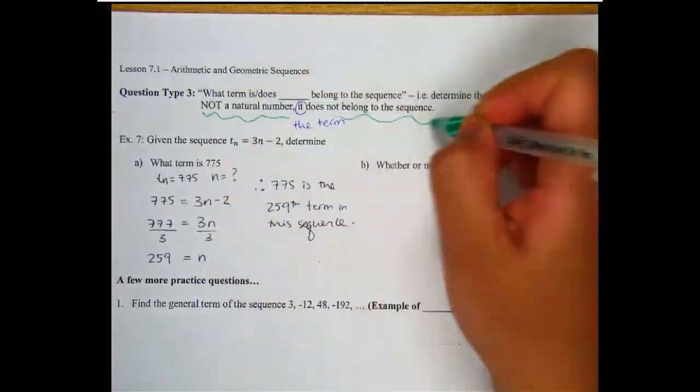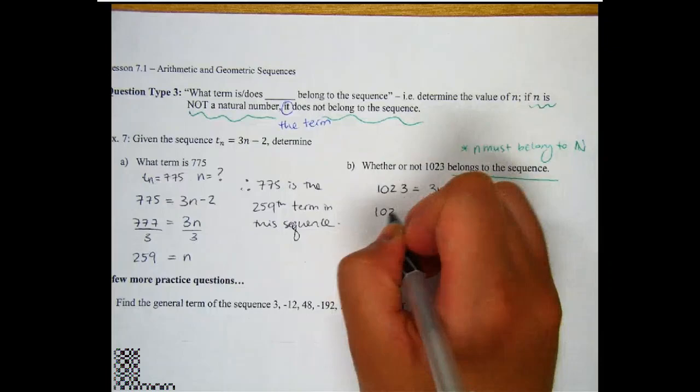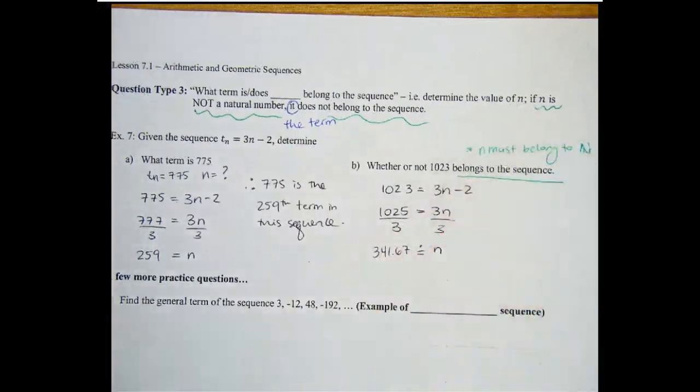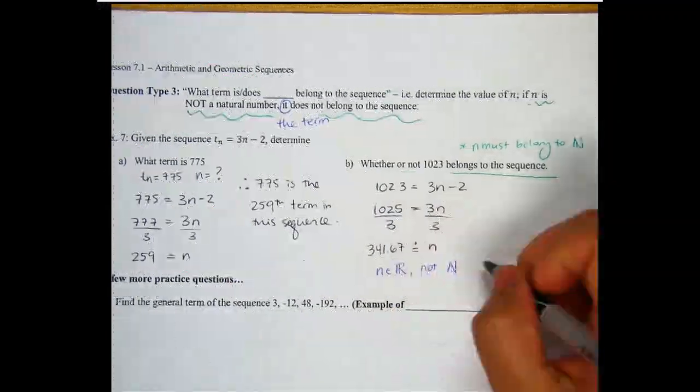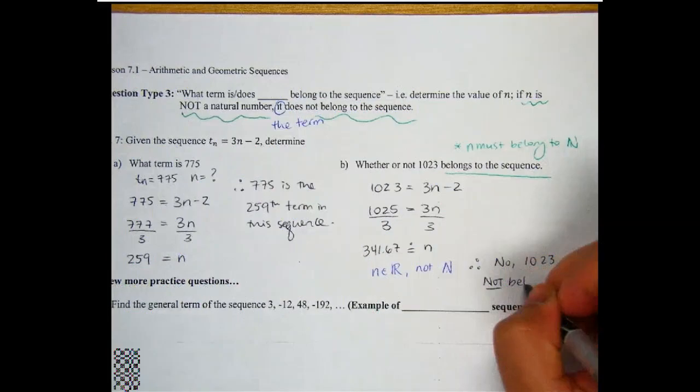For part B, whether or not 1023 belongs to the sequence. So again, we need to remember n must be a natural number. So n must belong to the set of natural numbers. All right, so do the same thing as in part A. Sub in 1023 for Tn and solve for n. Now divide both sides by 3, and we end up getting that n is equal to approximately 341.67. So as soon as we see that n belongs to the set of real numbers, not the natural numbers, we can say, therefore, no, 1023 does not belong to the sequence.